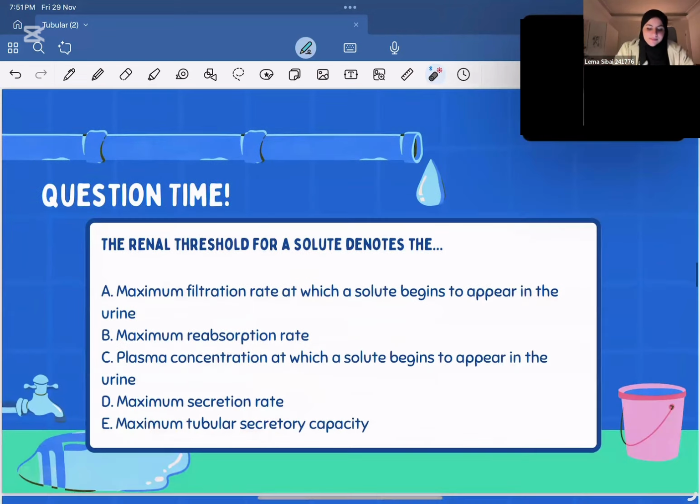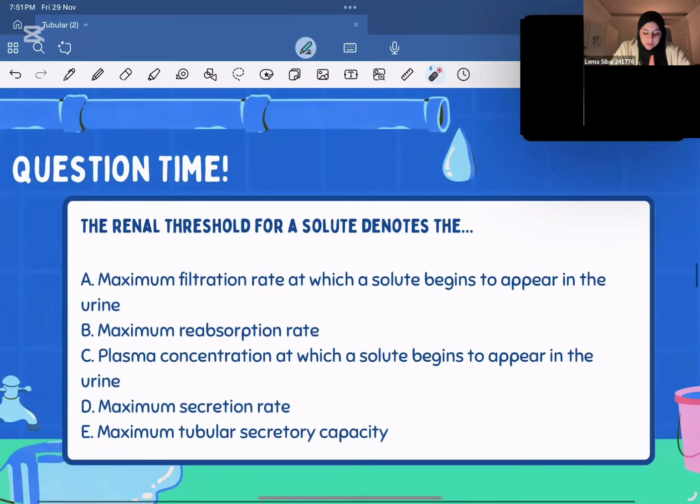Okay, here's a question. This was literally in your slides, and I just said let me put it for the sake of completion, but what does the renal threshold for a solute denote? Can anyone answer this?